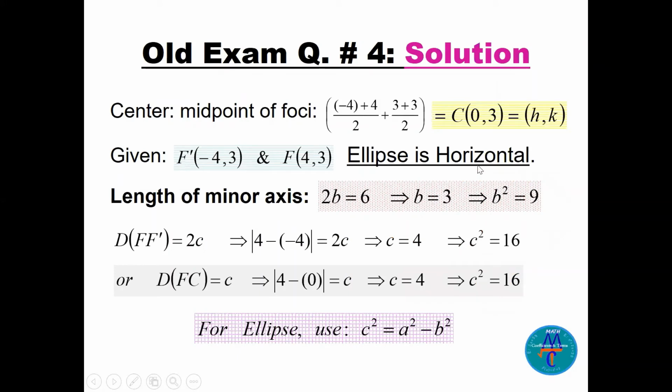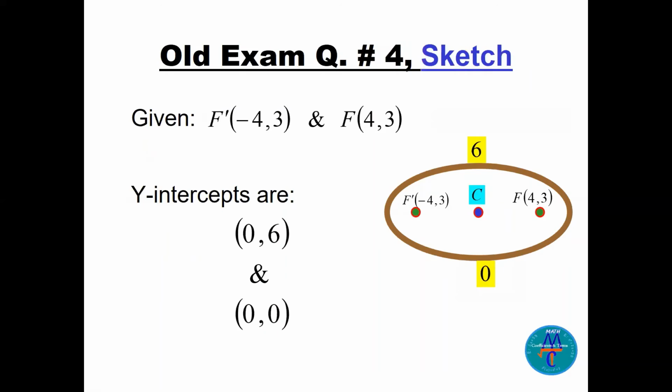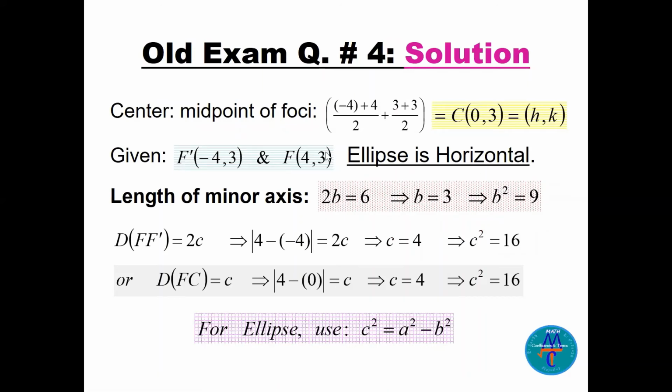Now we know the ellipse is horizontal, and also the center is the midpoint of the foci, so we can use the midpoint formula. So the center will be 0, 3, which is h and k. The length of the minor axis is 2b. See, the minor axis here is from 0 to 6. So b will be 3, and b squared will be 9. The distance between F and F prime is 2c. So you can say the distance between F prime and F, the absolute value of 4 minus minus 4, will be 2c, so c will be 4.